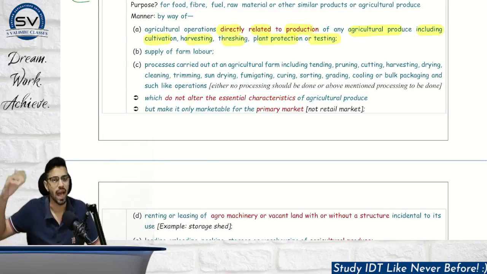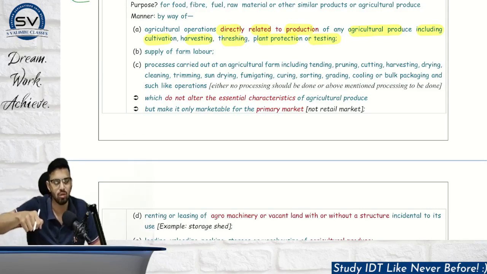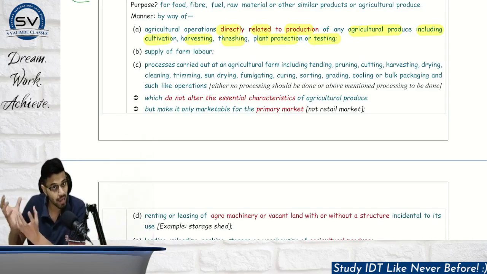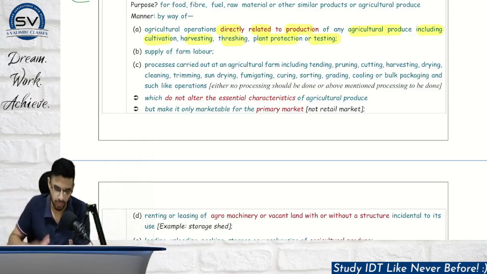If something is happening with respect to retail market, if let's say some grading or some waxing is happening, some pesticides are being put into the agriculture produce after production, those all are not covered here. Basically, the focus of the government is to provide the exemption and to ensure there is low cost with respect to the ground level farmer. So ground level farmer means directly related to the production.